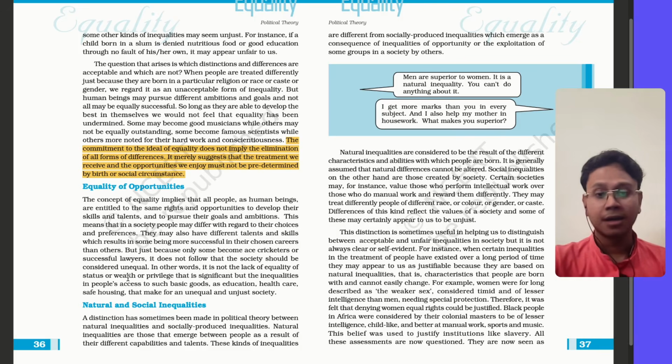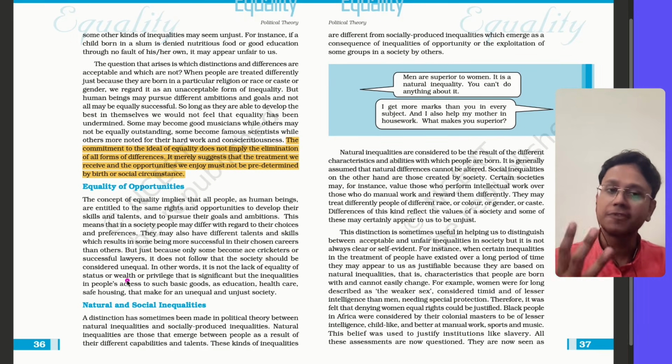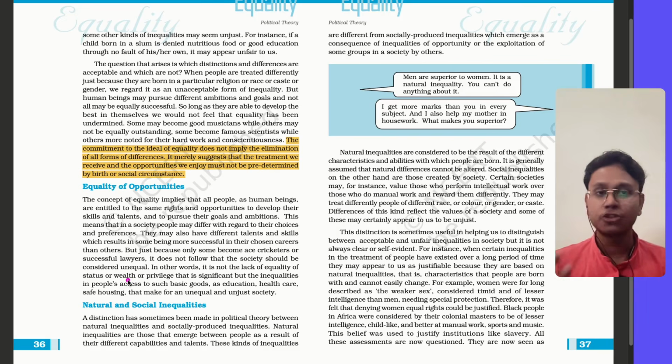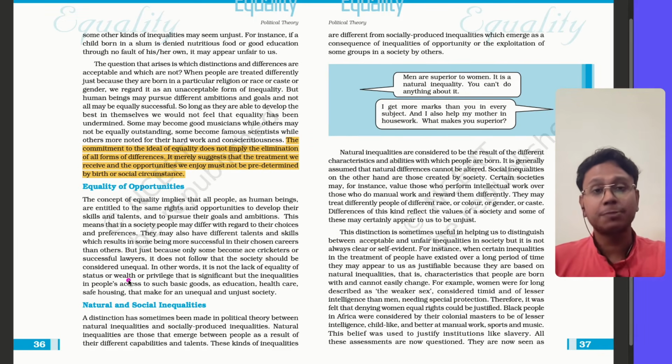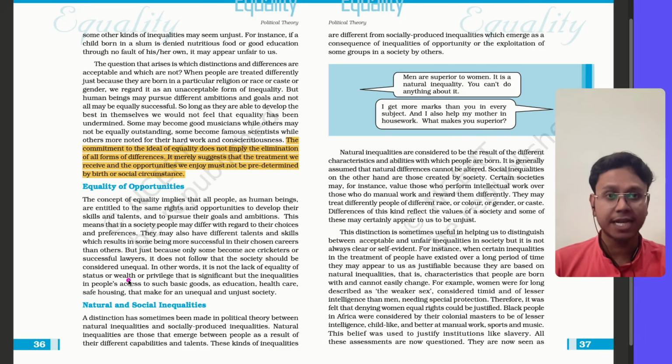For example, if a person unfortunately is born with certain kinds of disabilities, that is a natural inequality. There is natural inequality because nature has done that. But on the basis of that inequality, if we treat that person in our society differently, we discriminate against that person, then that is social inequality.